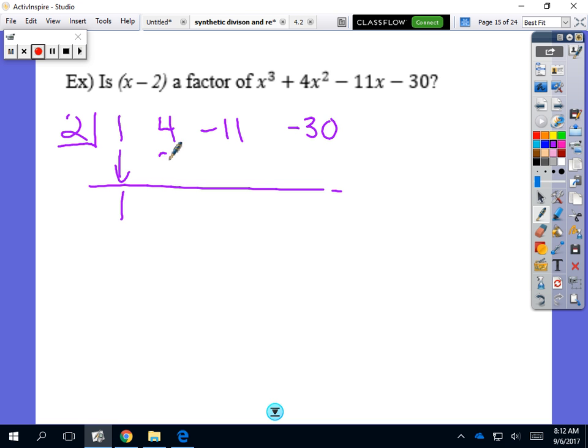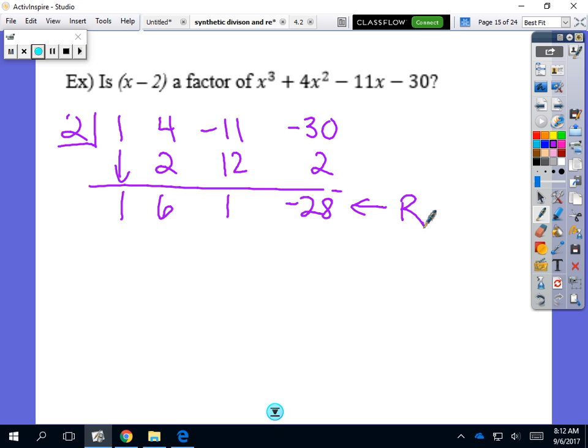So 1 times 2 is 2. 4 plus 2 is 6. 6 times 2 is 12. Negative 11 plus 12 is 1. And 1 times 2 is 2. Negative 30 plus 2 is negative 28. So this is my remainder.